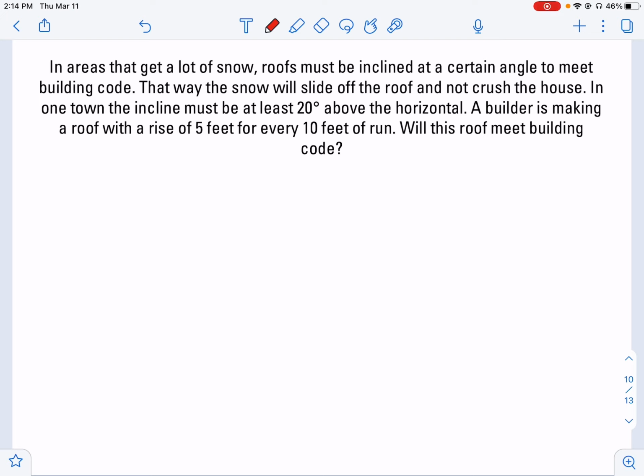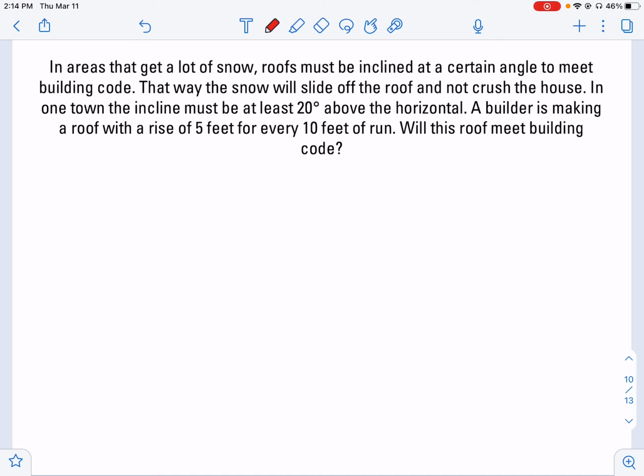Here it says, in areas that get a lot of snow, roofs must be inclined at a certain angle to meet the building code. That way, the snow will slide off the roof and not actually crush the house. In one town, the incline must be at least 20 degrees above the horizontal. A builder is making a roof with a rise of 5 feet for every 10 feet of run. Will this roof meet building code?